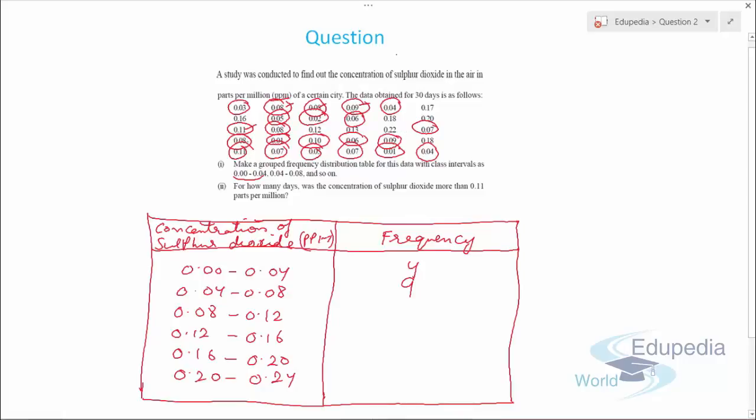Then we can have 6, 7, 8, right? Then we can have 9. So we have 9 as the frequency. Then from 0.12 to 0.16 we need to count.